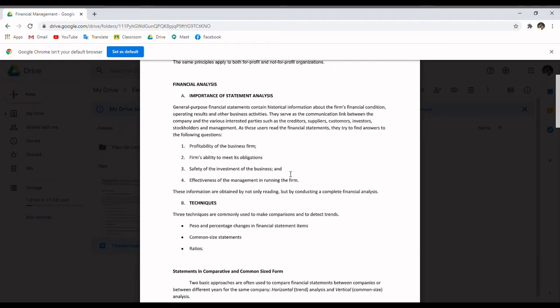Nasa module nyo ay sa syllabus, mas nauna yung cash flows, pero mas unahin natin itong financial analysis kasi mas mahirap yung cash flows.